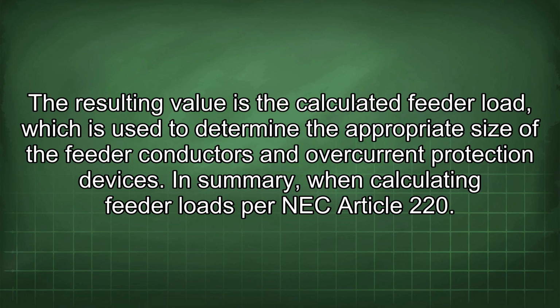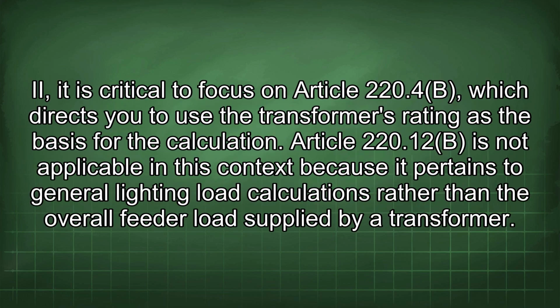In summary, when calculating feeder loads per NEC Article 220, Roman II, it is critical to focus on Article 220.4b, which directs you to use the transformer's rating as the basis for the calculation. Article 220.12b is not applicable in this context because it pertains to general lighting load calculations rather than the overall feeder load supplied by a transformer.